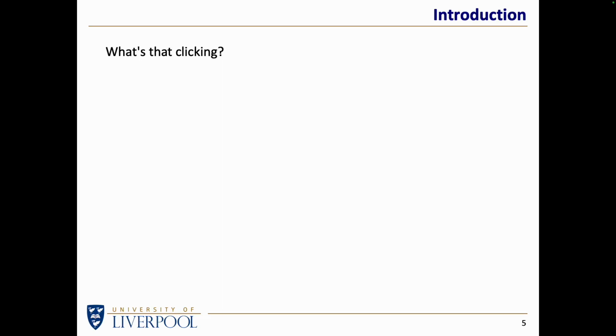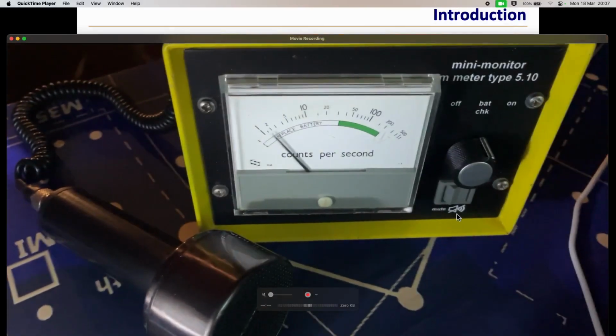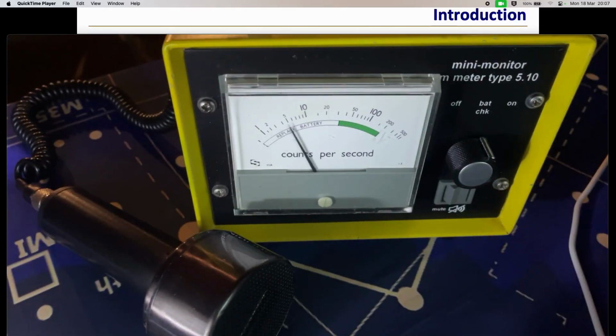So let me switch back to the video temporarily. So what are we looking at? We're looking at what most people would call a Geiger counter. Physicists don't like that word. Physicists prefer a Geiger-Müller detector, but that's just me being pedantic. Everybody else calls them Geiger counters.